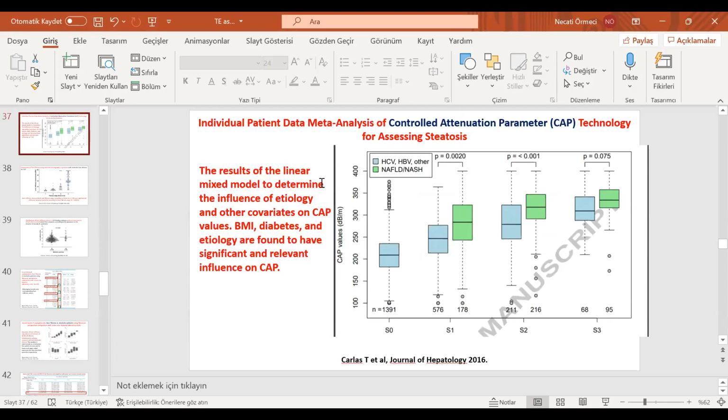So, individual patient data meta-analysis of controlled attenuation parameter technology for assessing steatosis. You see here HCV and HBV in blue, and NAFLD and NASH in green. These are the results of the linear mixed model to determine the influence of etiology and other covariates on CAP values. Body mass index, diabetes, and etiology were found to have a significant and relevant influence on CAP.